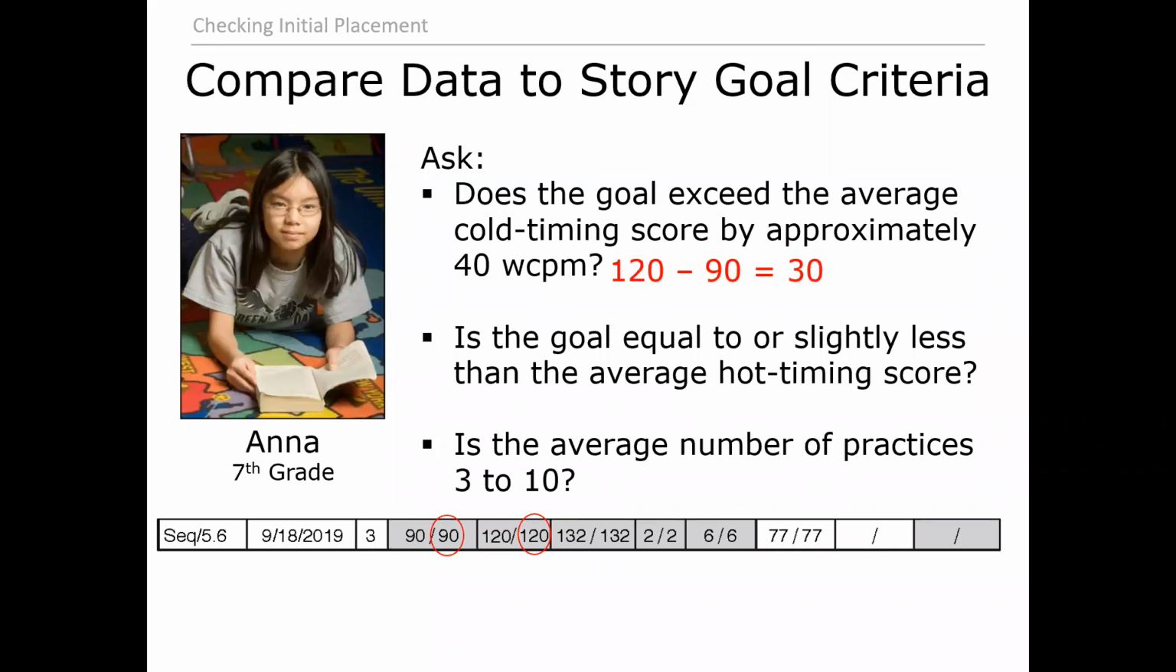Actually, it's not. It's only 30. It's actually 10 words away from where we want it. It's maybe too big of a difference because it's 10 words away from where we want it to be. So that indicates to me that maybe her goal is a little low.